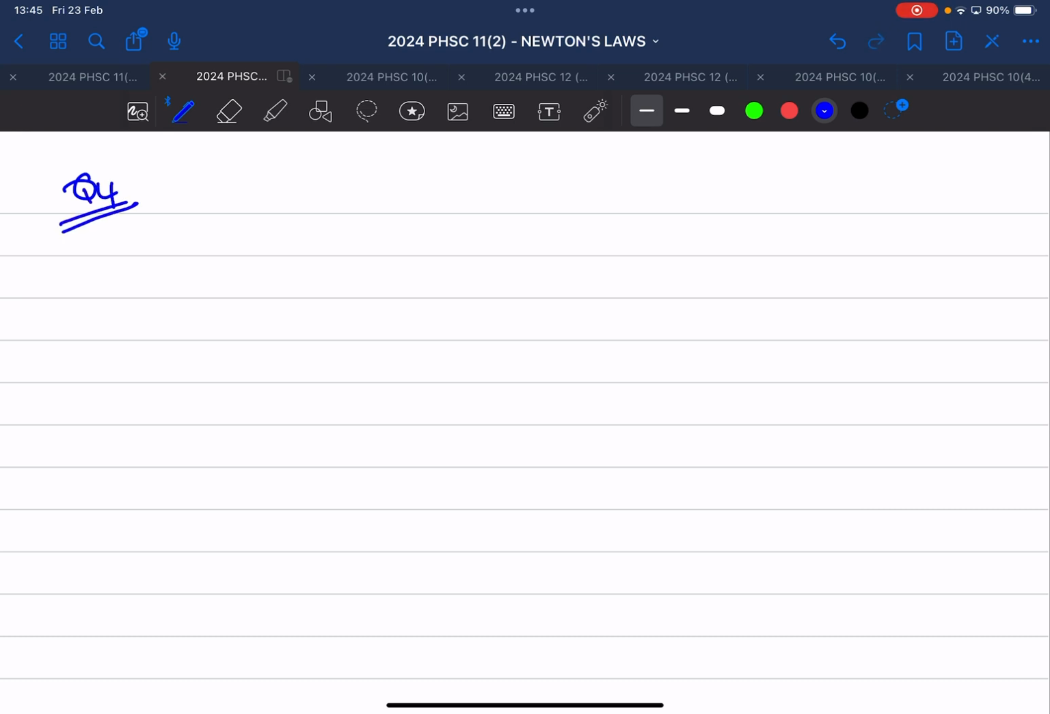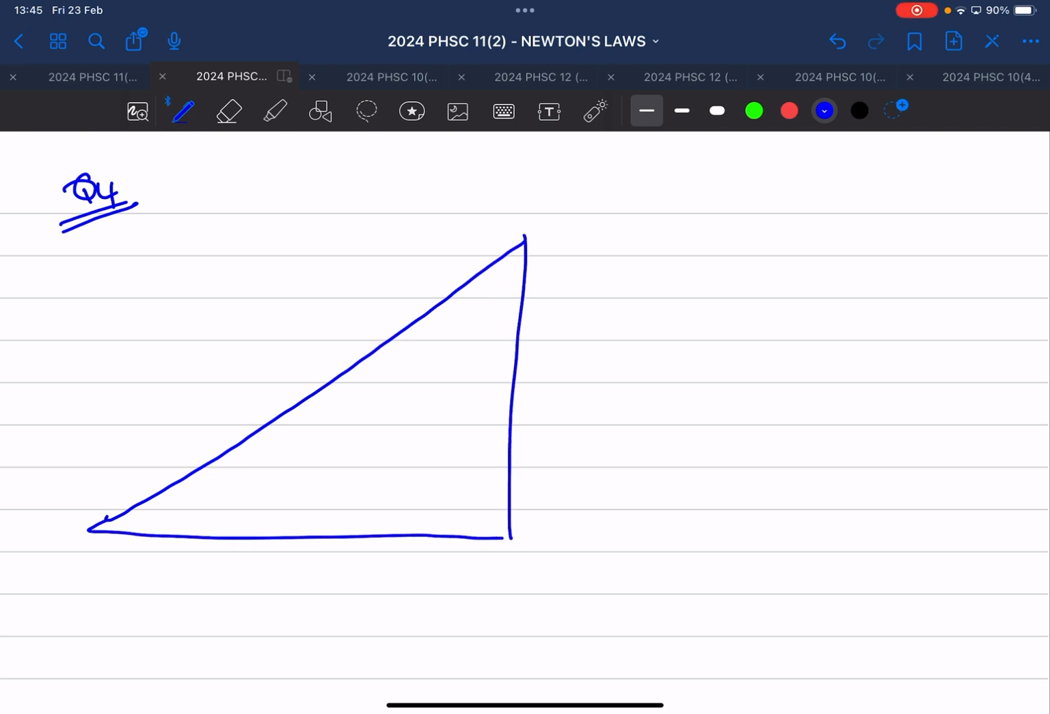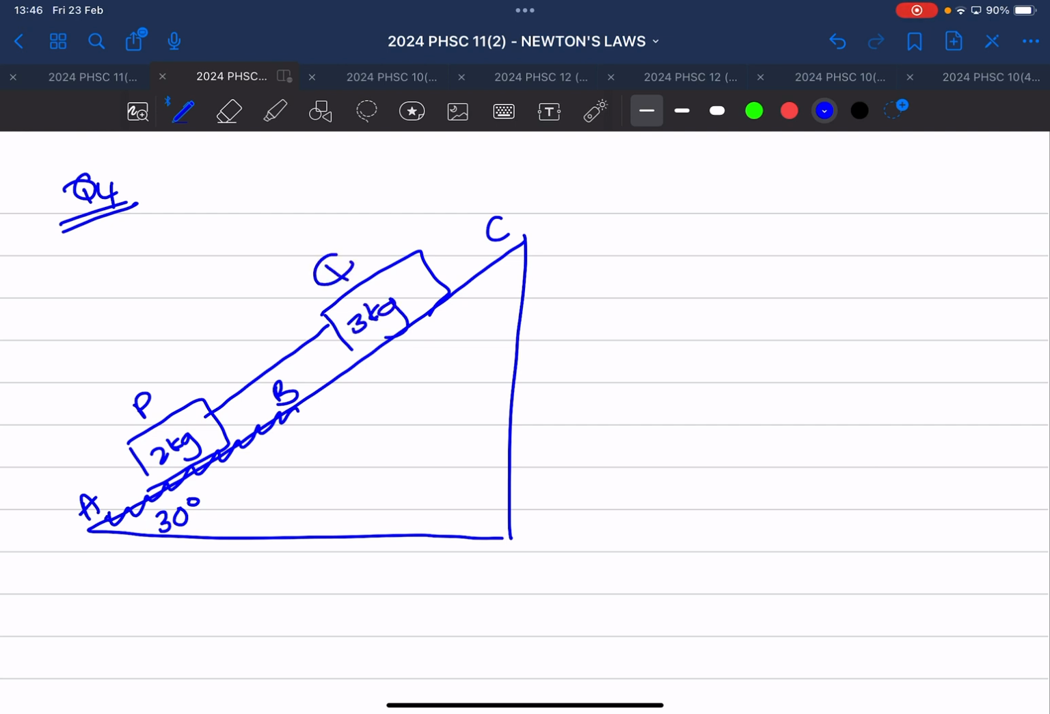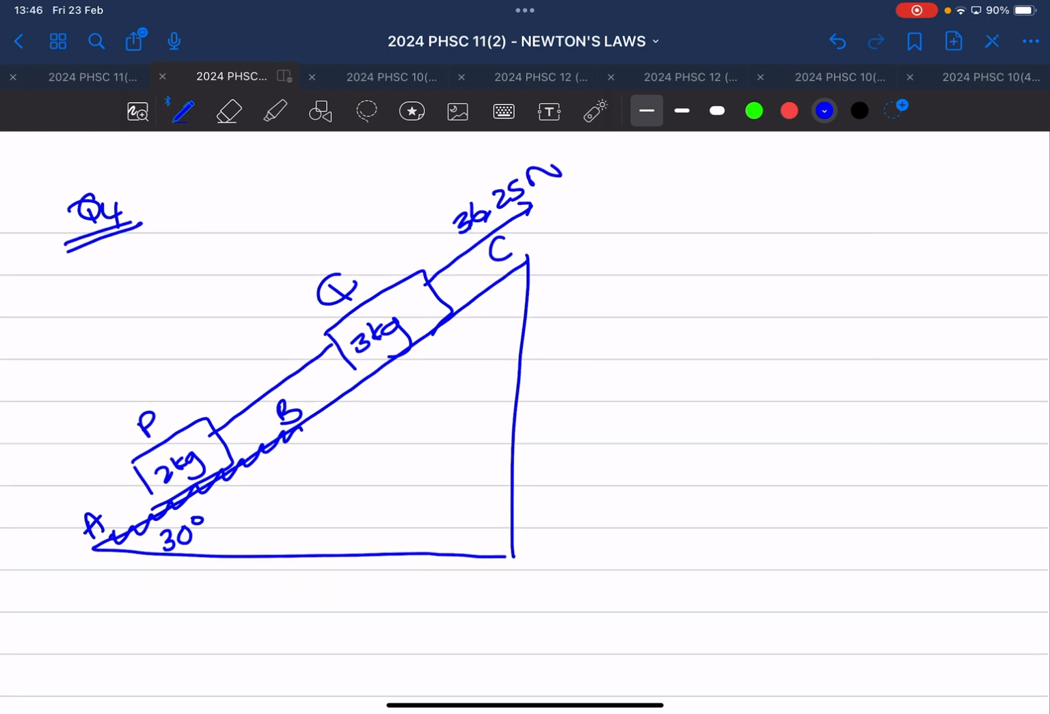Okay, they give you an inclined plane there. They tell you there's A, there's B, there's C. They tell you this is a rough surface. This is 30 degrees. There we have block P, that is 2 kilograms. And we have block Q, that is 3 kilograms. And it's being pulled up 36.25 newtons. All right, that is all that they give you. They tell you this is parallel to the incline. That's important. They tell you there's friction and there's frictionless.